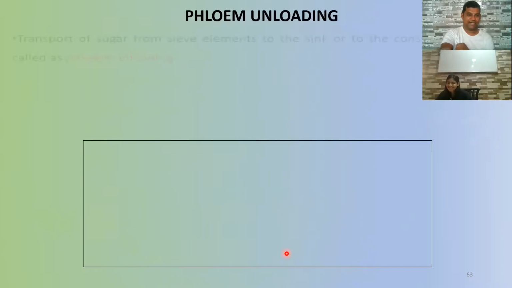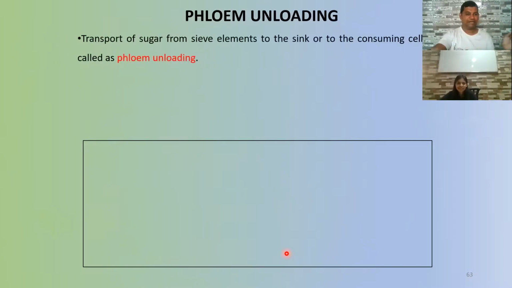Unloading में क्या होगा? Wherever it has reached, the sink cells are there. Now the transport of the sugar from sieve elements to the sink or the consuming cells.